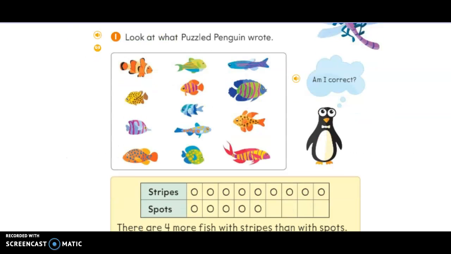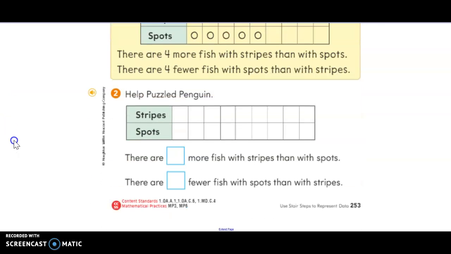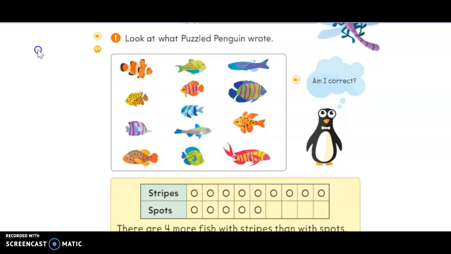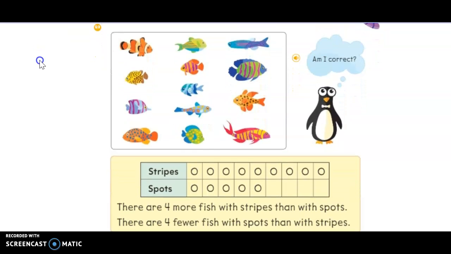All right, then we're going to go to our math workbook. So your math workbook is page 253. Okay, we're looking at Puzzle Penguin. He says, am I correct? So he's counting up the fish with stripes, and he is representing them here. Then he's also counting the fish with spots and representing them here. First, let's make sure that he did that part correctly.